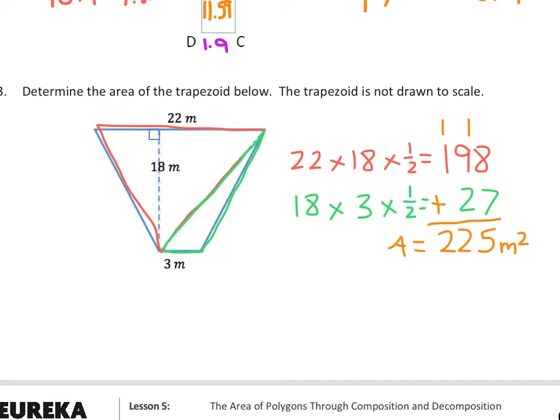And for number 3, I just cut it into 2 triangles here, not 3, because I can do base times height divided by 2, and that would give me this whole triangle, which is 198 meters squared. And that leaves me this obtuse triangle, which has a base of 3 and a height of 18 still. And then I divide that by 2, and that's going to give me 27. When I add 198 and 27, I get my area of 225 meters squared.